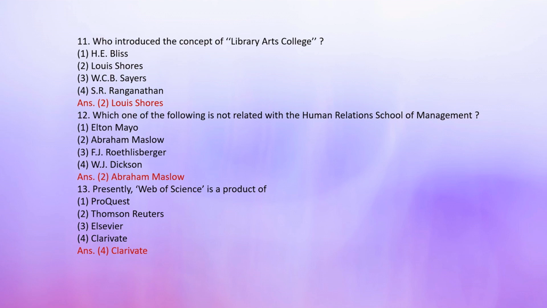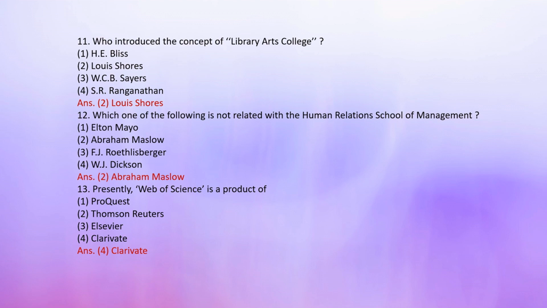Number 12. Which one of the following is not related with the human relations schools of management? Number 1. Elton Mayo. Number 2. Abraham Maslow. Number 3. F.J. Roethlisberger. And 4. W.J. Dixon. Correct answer is 2. Abraham Maslow.